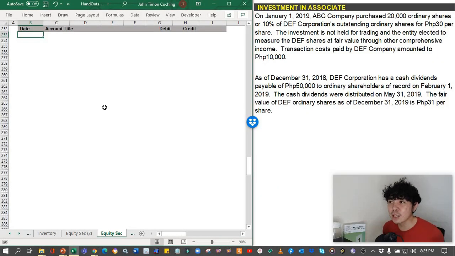So, again, ang ating date of acquisition is January 1, 2019, which is between the date of declaration and the date of record. Ang assumption natin, the date of declaration is in 2018 kasi nga as of December 31, 2018, meron ng dividends payable si DEF Corporation. Tapos ang date of record natin is February 1. So by February 1, ang magiging shareholder of record na is tayo. Pero syempre, hindi tayo entitled sa dividend na yun. Ang entitled talaga doon sa dividend na yun is yung lumang shareholder.